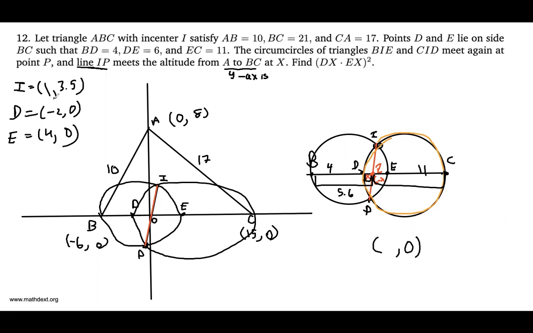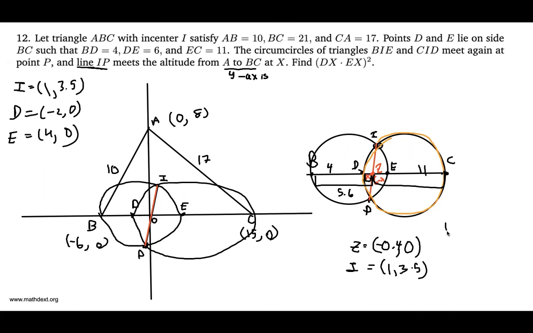But B was at negative 6, 0. So 5.6 would take you to the point negative 0.4, excuse me. So Z is at negative 0.4, comma 0. Now, why did we want to find Z? Because we wanted to find line IZ. And remember, I was 1, comma 3.5. So why don't we find the equation of this line? It turns out the slope of this line is 5 over 2.